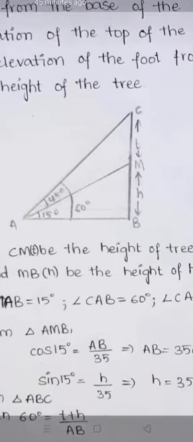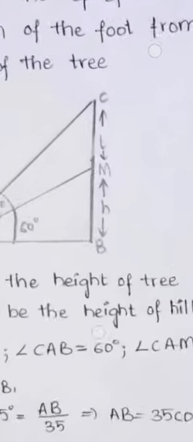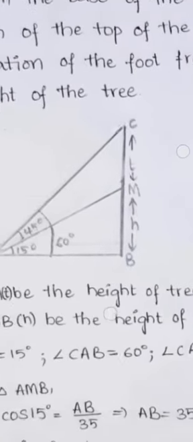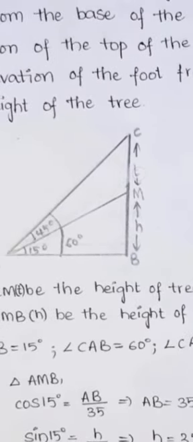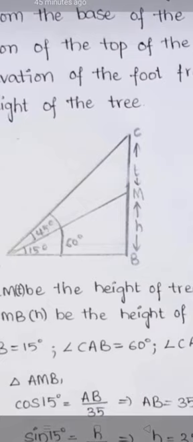That is CM bar. C is the top of the tree and M is the foot of the tree. So CM bar is the tree. Here we are assuming that BM bar is equal to H meters and CM bar is equal to T meters. We have to find the T value, the height of the tree, CM bar.